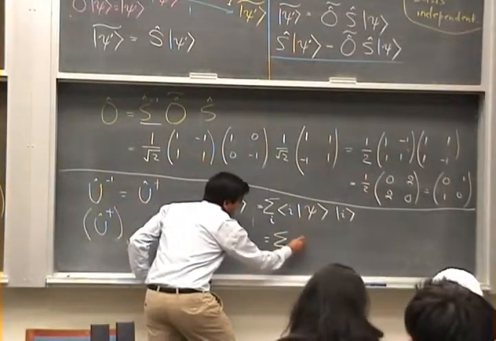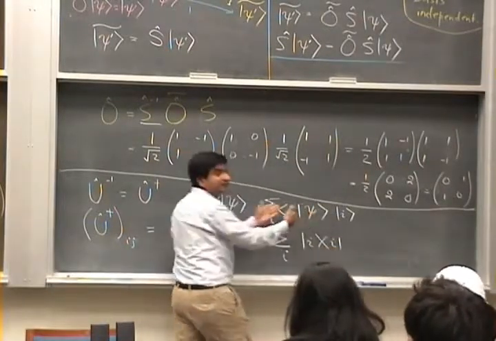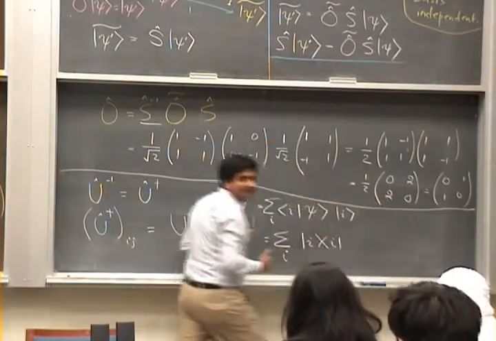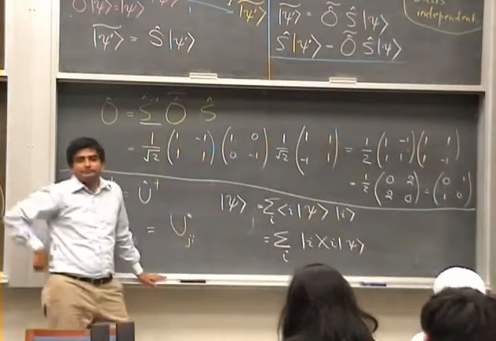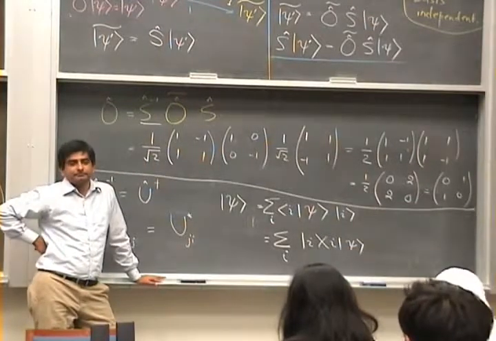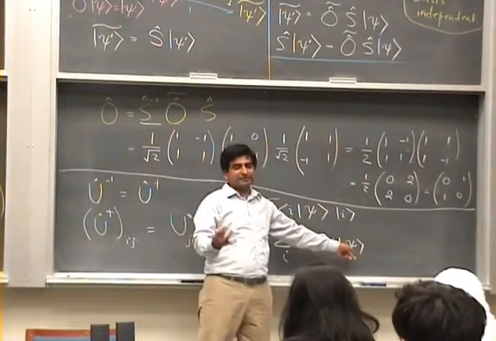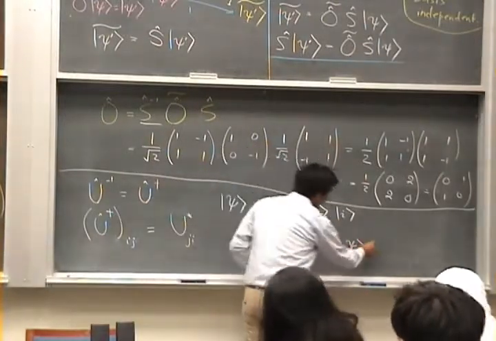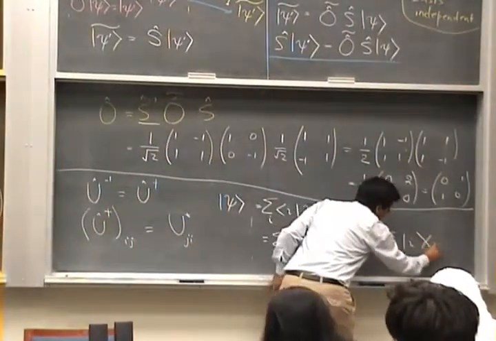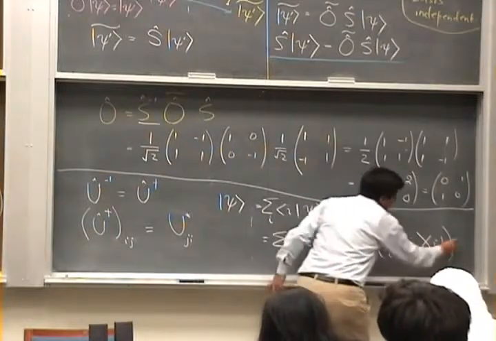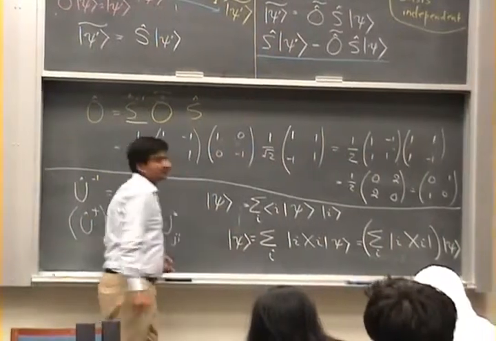Now this is a number, so it's a scalar, I can move it to the end. Now this doesn't depend upon i. This is the state that doesn't depend upon i. I can put all of this in brackets, this outer product in brackets, and psi. But this must equal psi itself.